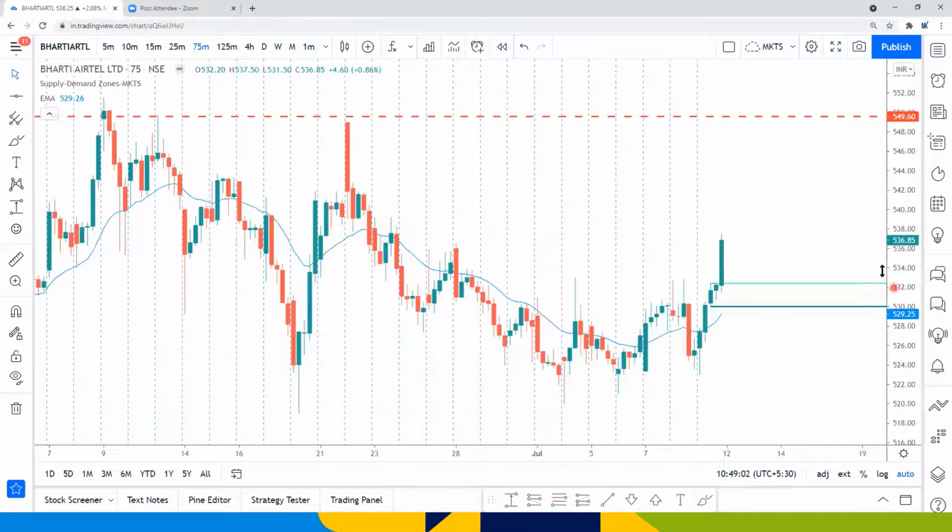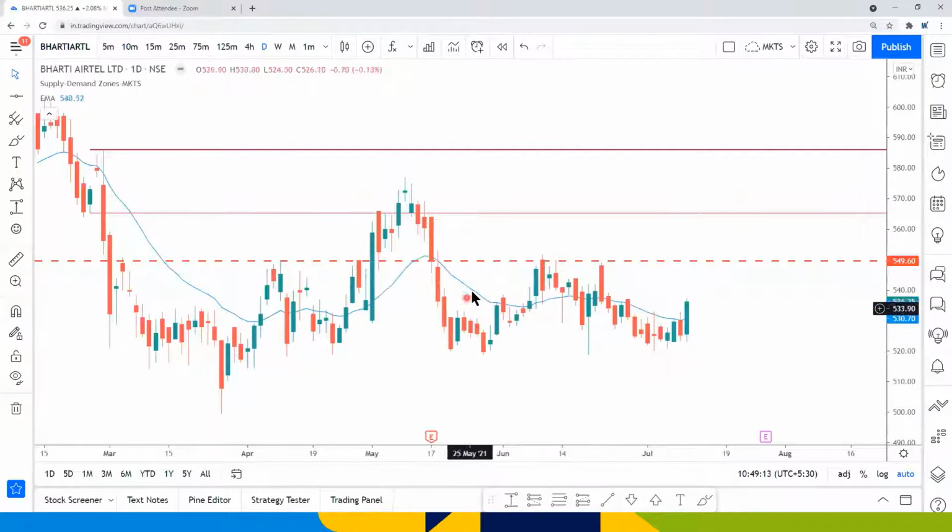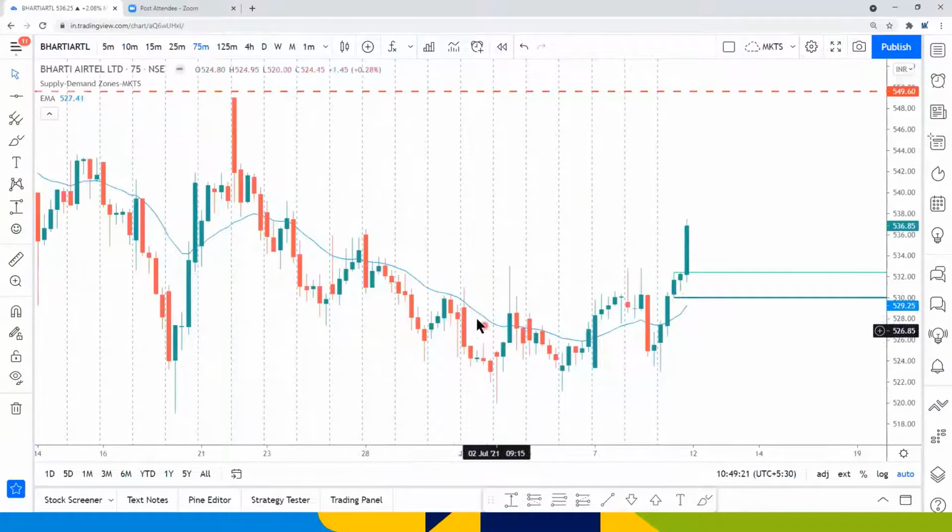Going long around 532, target 549, RR is good. Only thing is that the trend condition is sideways. So is it kind of a transition mode? It is going crisscross on the EMA, telling you sideways price action. So slightly aggressive trade, but looks like it's trying to change trend.